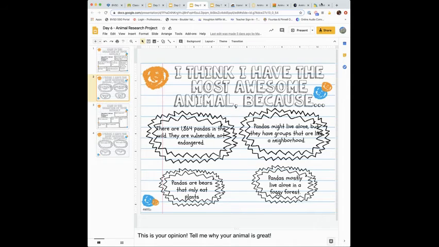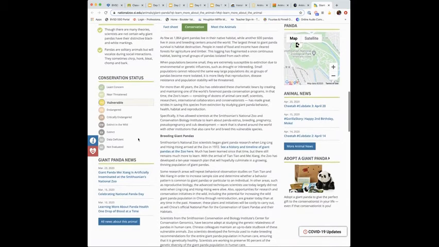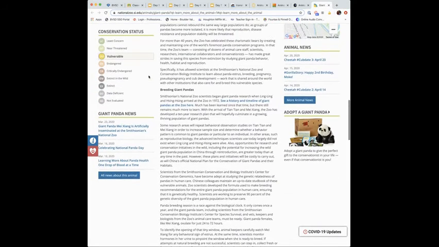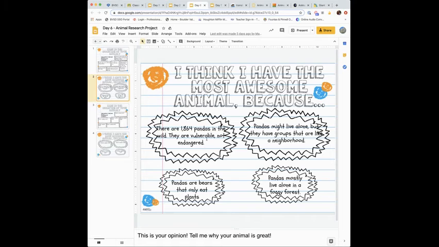Remember on the Smithsonian site, it had this whole thing here about conservation status, like animals that are of the least concern, near threatened, vulnerable, endangered, critically endangered, extinct in the wild, extinct. We, of course, weren't looking at any extinct animals. I had always thought that the panda was endangered. It surprised me that it was vulnerable. So I made sure that I put that here in my slide.